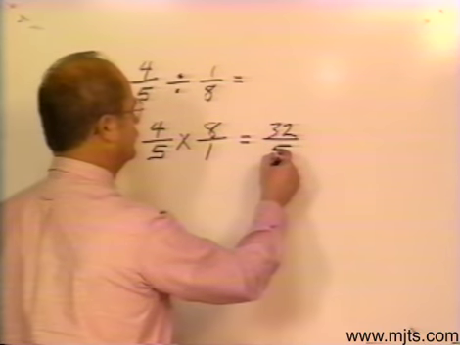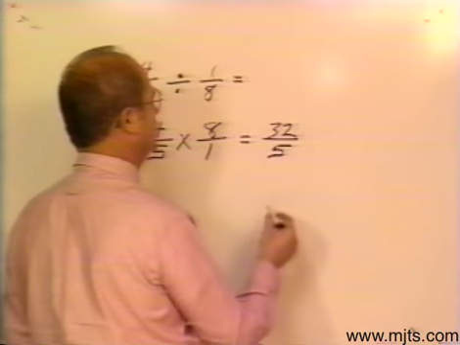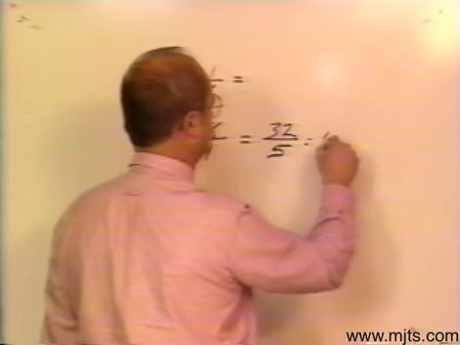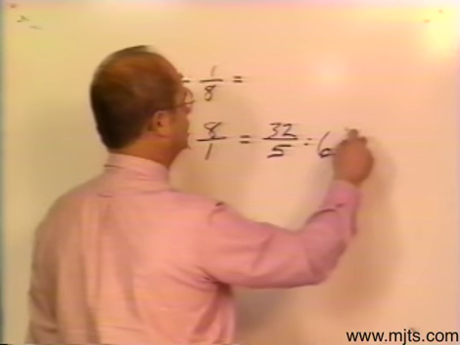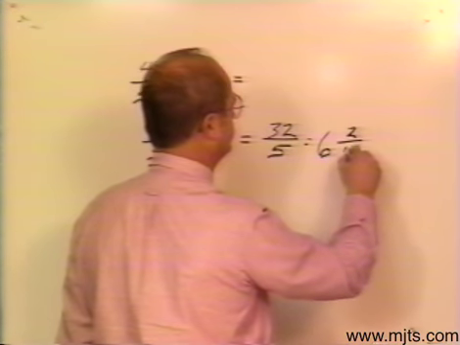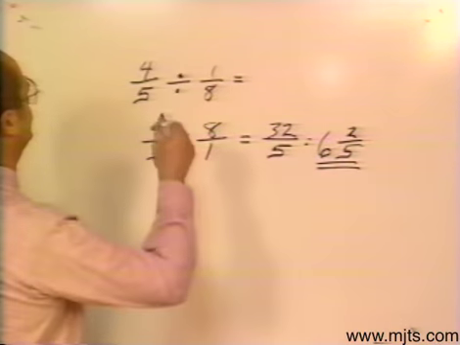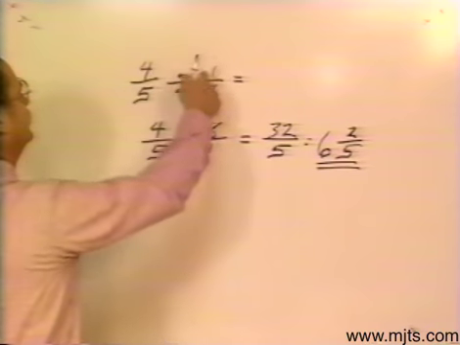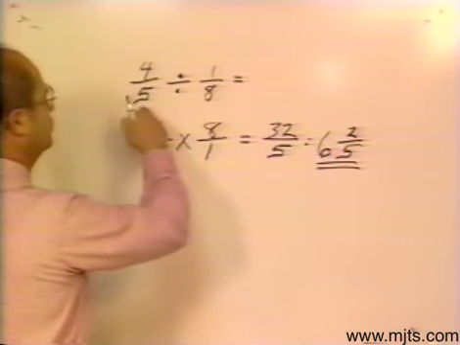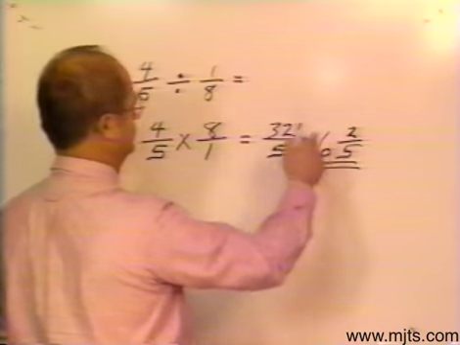What I do is I divide my 5 into my 32. Goes in there 6 times with 2 left over, 2/5. So if I divide 4/5 by 1/8, 1/8 will go in there 6 2/5 times.